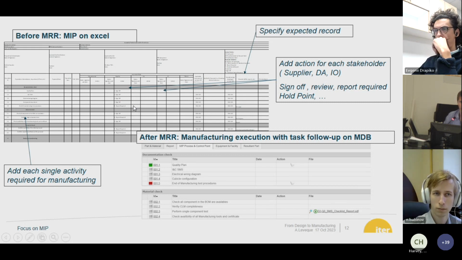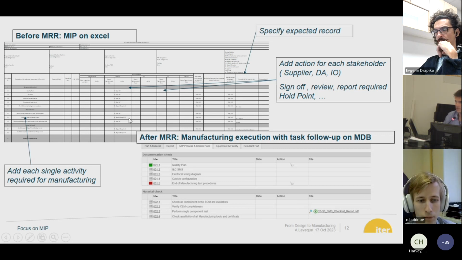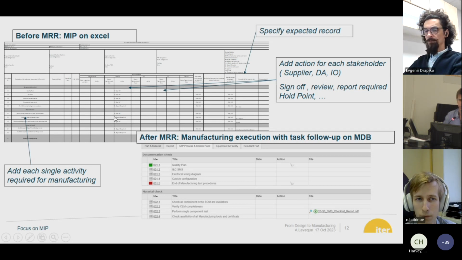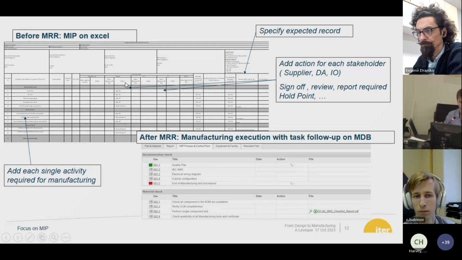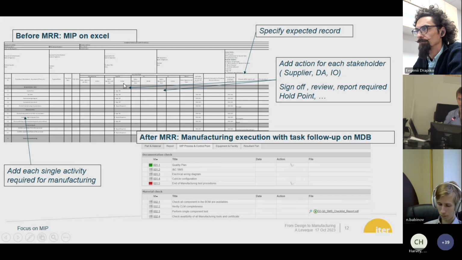IO will not want to be involved in each line of this MIP, otherwise we will be completely blocking your system. So when you do wiring, we don't need to validate each time you've done a wiring. There will be a few hold points, but most of it you will sign off. You will maybe do your own review. So there is a column for the subcontractor, a column for the DA, and a column for IO. So you can decide who you want to take what type of action. And very important, you need to specify what is the expected record in this column.